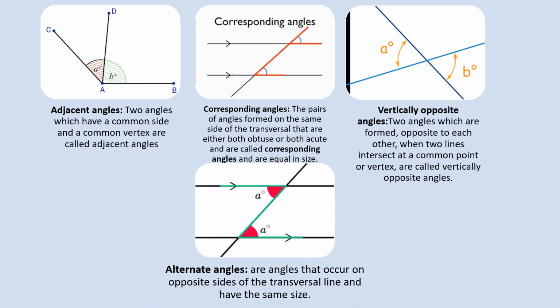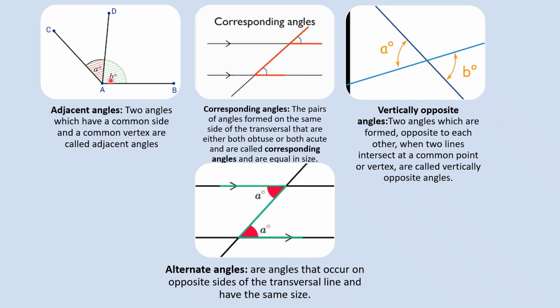Next we have adjacent angles. Adjacent angles are, you can call them, neighboring angles, the ones which are next to each other. As you can see over here, A and B are next to each other, so that's why we can say they are adjacent angles. Or else you can say they have a common vertex. Two angles which have a common side and a common vertex are known as adjacent angles. So this point A, vertex A, is common for this one also and this one also.